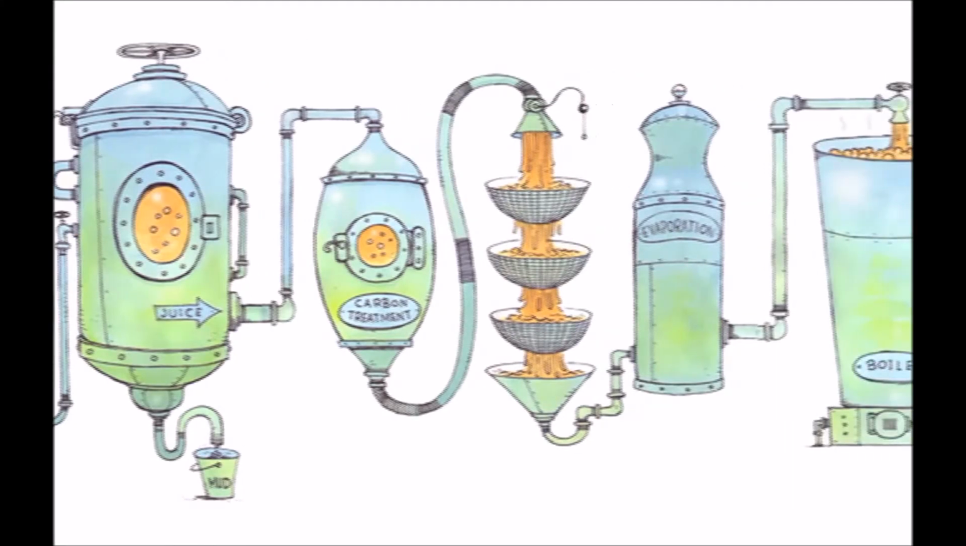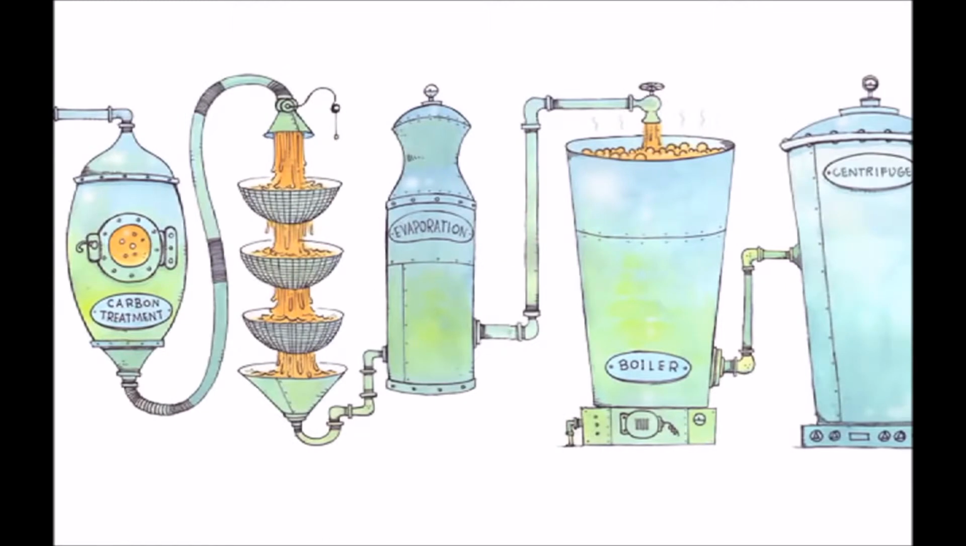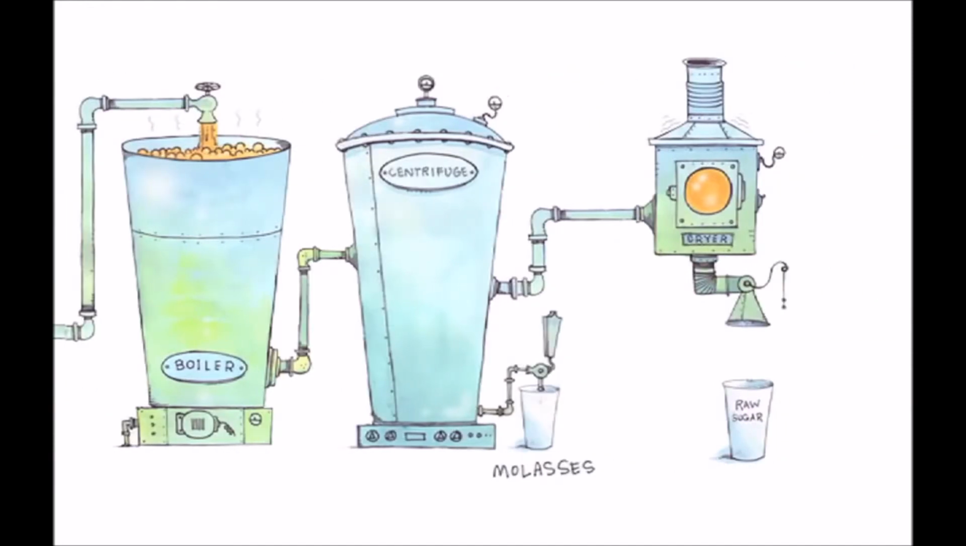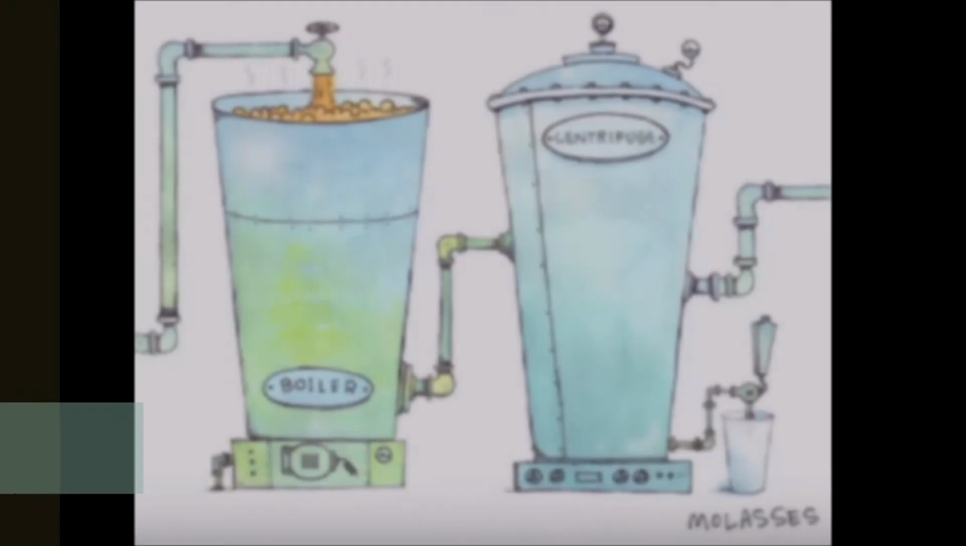The juice is then sent to a boiler where it is heated in a vacuum and fine seed crystals are added to aid in the formation of sugar crystals. Crystallization leaves behind a substance called mother liquor that will ultimately be made into molasses.